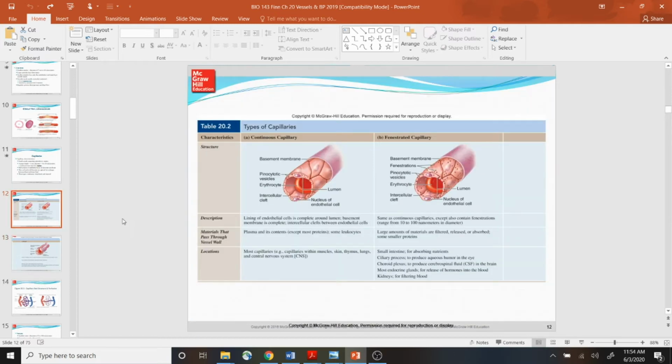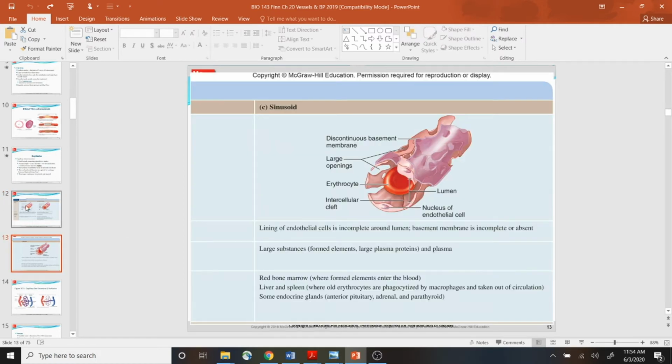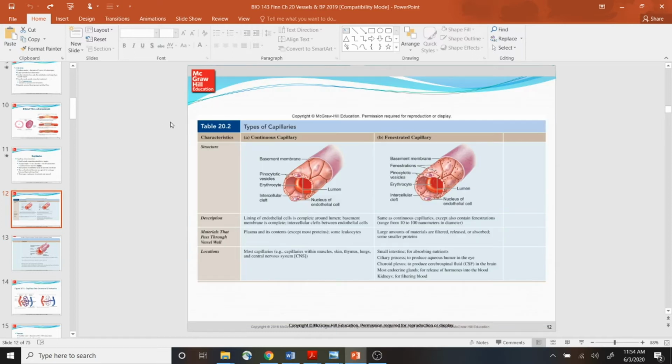Now, if you notice the pictures, as I'm going from continuous to fenestrated to sinusoid, you're noticing hopefully that the endothelial cells seem to start to, it's kind of like I'm taking an eraser and erasing some of them. And I erased a lot here. It's because of the job and their location. For example, continuous capillaries are most capillaries that we can identify within muscle, skin, thymus, lungs, and central nervous system. The lining of these endothelial cells is complete around the lumen. So we don't really have any gaps other than these small little intercellular clefts that allow exchange.